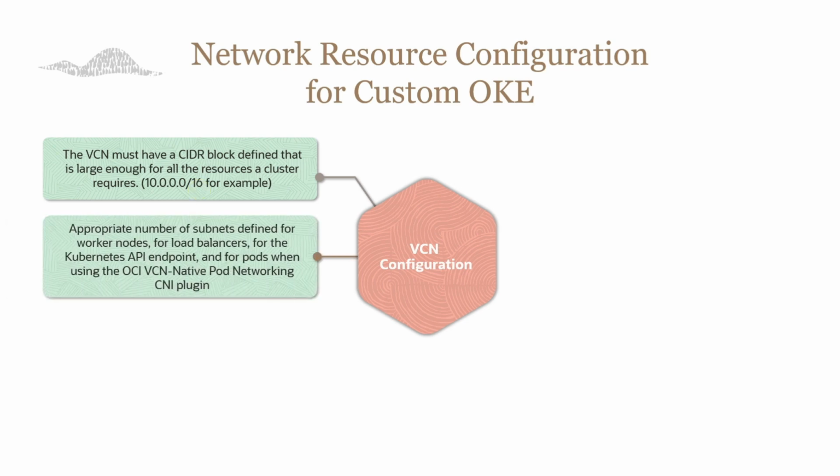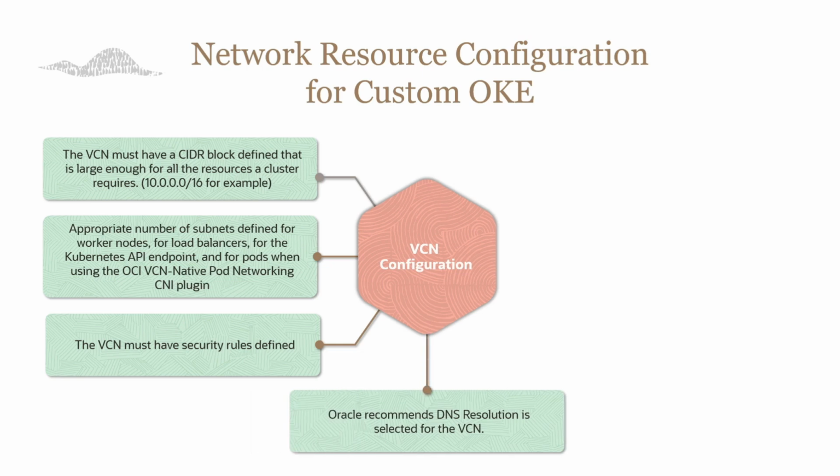An adequate number of subnets must be set up for various purposes, such as worker nodes, load balancers, the Kubernetes API endpoints, and pods. Using regional subnets is considered best practice as it simplifies failover across availability domains. To protect your cluster and network, it's essential to define security rules. These rules can be configured in network security group or security list for each subnet. Selecting DNS resolution for VCN ensures that your cluster can efficiently resolve DNS names, an essential aspect of networking.